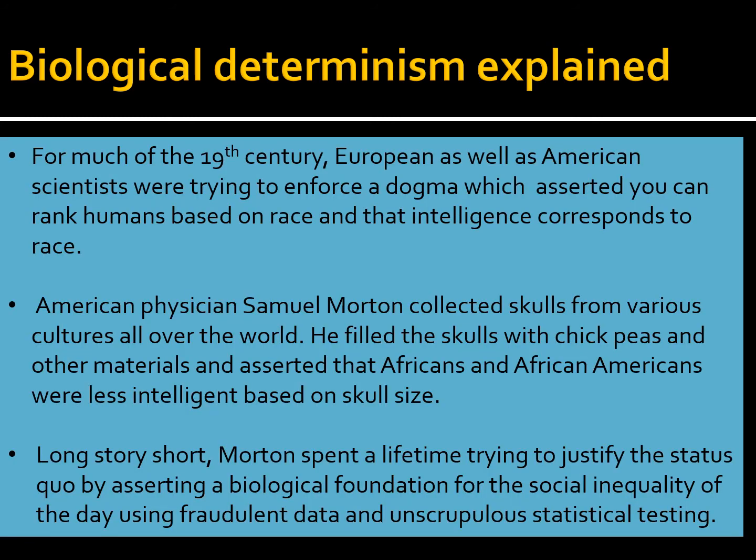So using Morton as an example of what the prevailing trend in academic science was at the time. For much of this 19th century period, European as well as American scientists were trying to enforce this dogma, which asserted you can rank humans based on race, and that intelligence directly corresponds to race, which of course, all of their studies tended to confirm what they had already wanted to see, which was white people being on top and Africans and Asians and Mexicans being on the bottom.